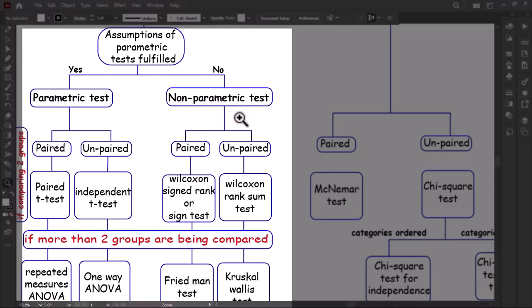For each of the parametric tests, there is always an alternative non-parametric test that you would use. If your data was paired and you would have used the paired t-test, but because it doesn't meet the requirements of a t-test, which is a parametric test, the alternative non-parametric test you would use is Wilcoxon signed rank or the sign test. You could use this instead of the paired t-test. But if your observations were unpaired and you cannot use the independent t-test, then the alternative non-parametric test would be the Wilcoxon rank sum test.